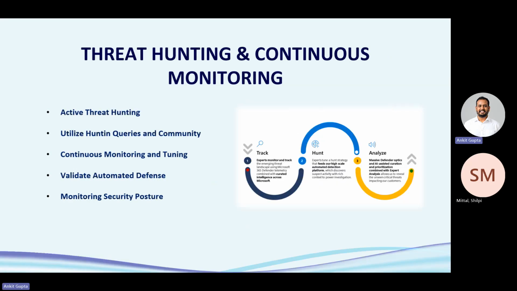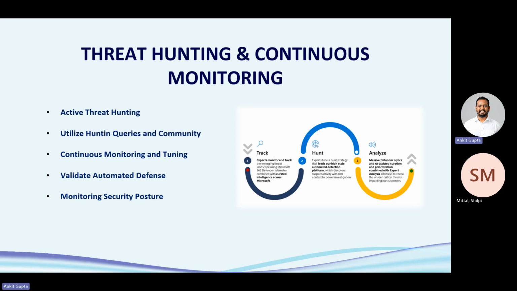Even with strong intelligence and automation, human expertise remains critical. Active defenses means ongoing hunting and tuning so shields stay adaptive. Threat hunting is about proactively looking for stealthy activity that hasn't triggered alerts, often using KQL queries in Defender or Sentinel.